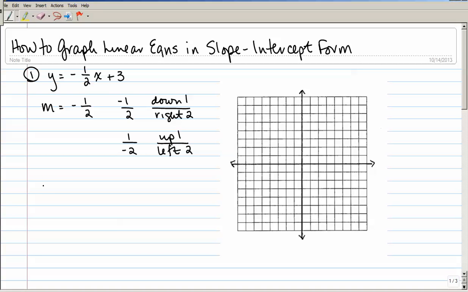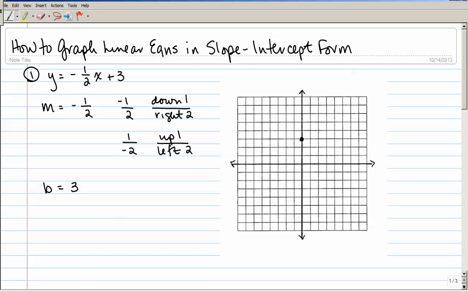And then my b is my y-intercept. And in this case, my b is 3. And that tells us where the graph is going to cross the y-axis. It also tells us where we're going to begin our graphing. So let's put a dot on positive 3 on the y-axis.